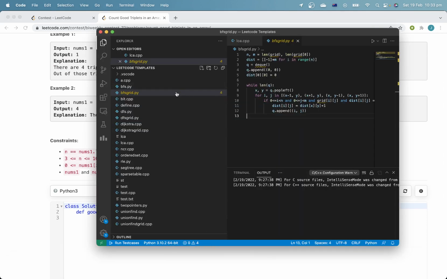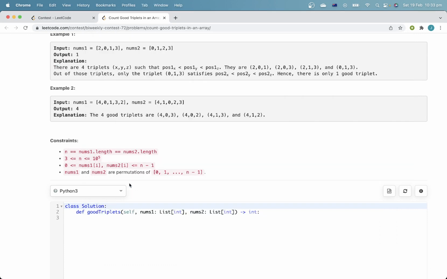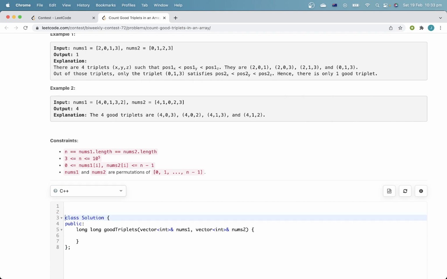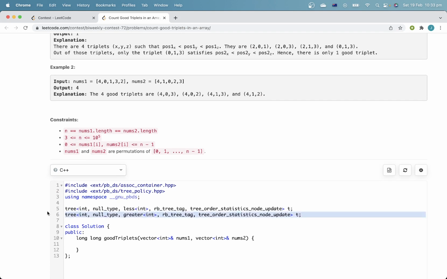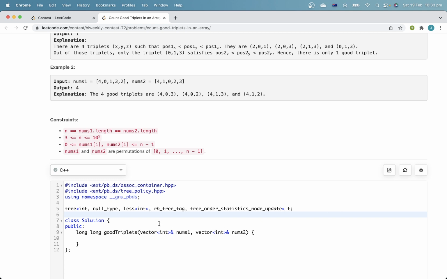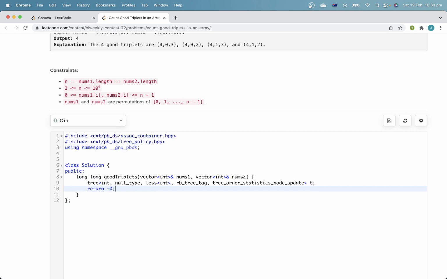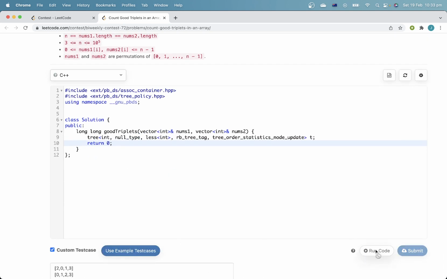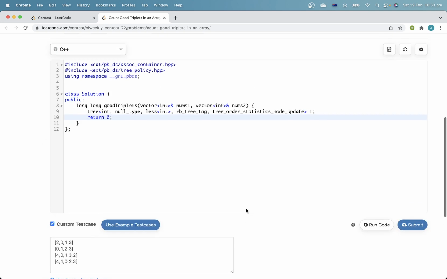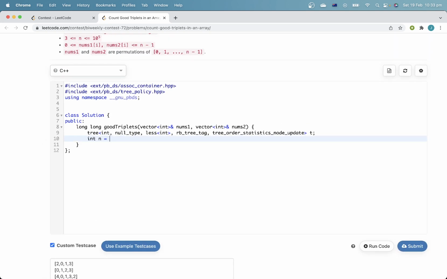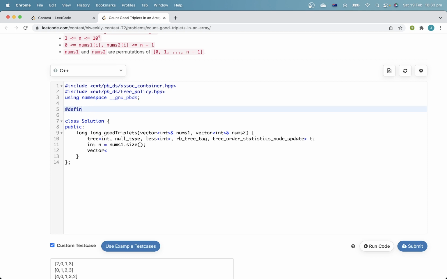This seems like I can throw an ordered statistic tree at it. I could use a sorted list, but I'm not very good with sorted lists, I'll be honest. Okay, I just want to make sure this compiles. Yep, it compiles. And then it's got size. Just do that as well.